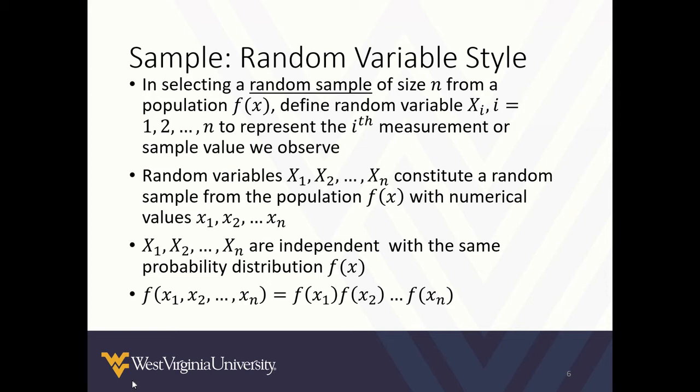X1, X2, all the way to Xn are independent with the same probability distribution f(x). So using our understanding of probability rules, particularly those that pertain to independence, we can say f(x1, x2, all the way to xn) is equivalent to f(x1) multiplied by f(x2) multiplied by dot, dot, dot, all the way to f(xn).